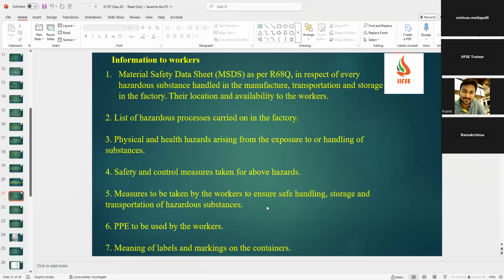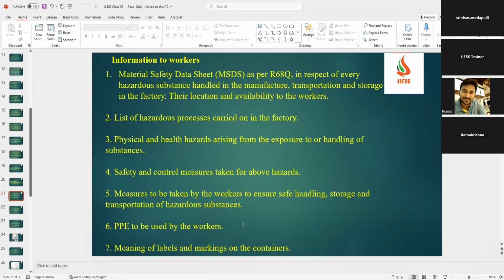When we say location and availability, wherever you are handling a chemical, you should try to keep an MSDS, material safety data sheet, so most of the people can understand. Most of the people will speak and understand Telugu, so you should always keep one copy in the local language and one copy in a common language like English, so that they can understand.